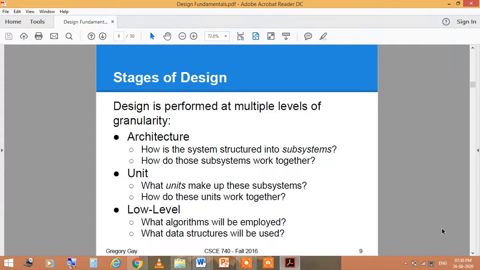The next is that design is performed at multiple levels of granularity, like architecture, unit, and low level. In architecture, how is the system structured into subsystems and how do those subsystems work together? In terms of units, what units make up these subsystems and how do these units work together? And in terms of the low level stage, what algorithm will be employed and what data structure will be used.